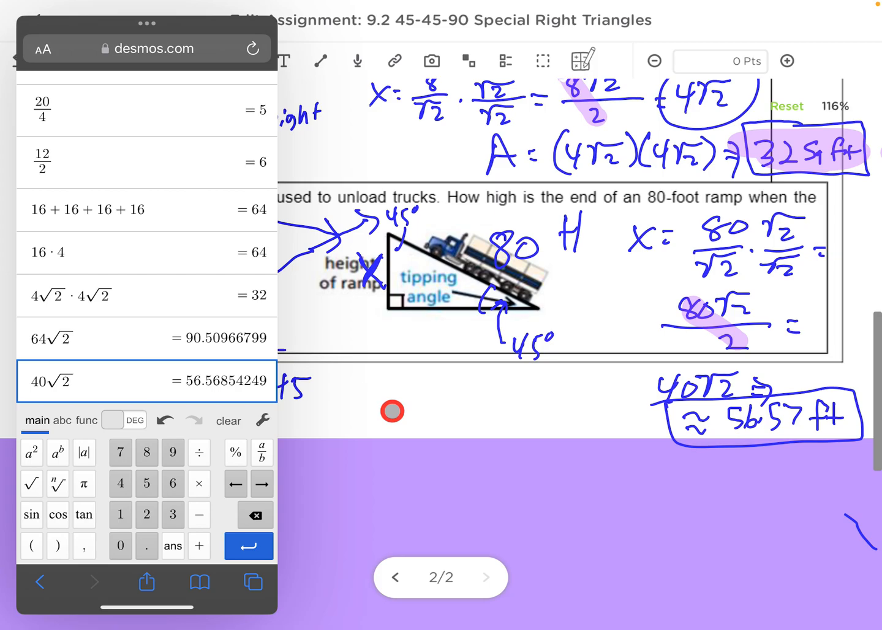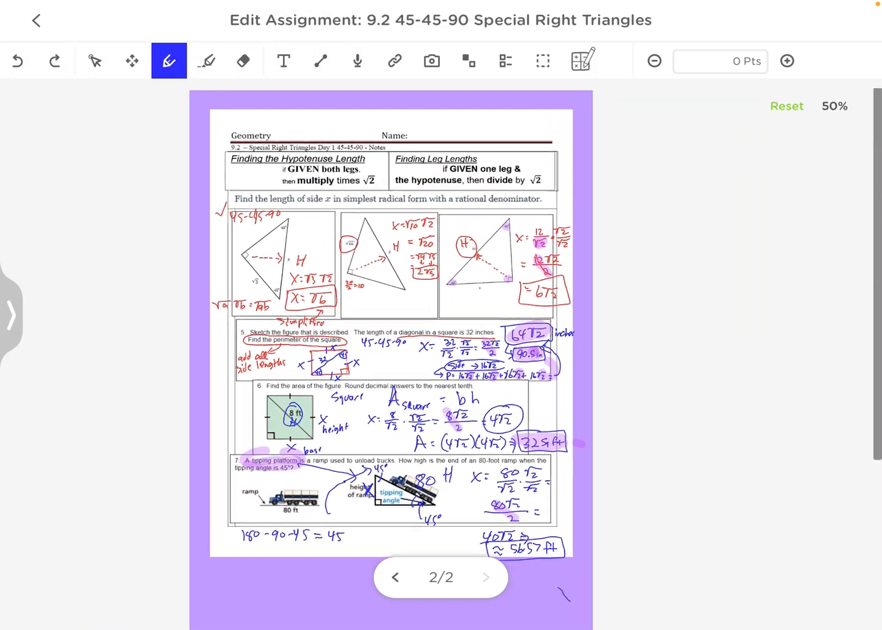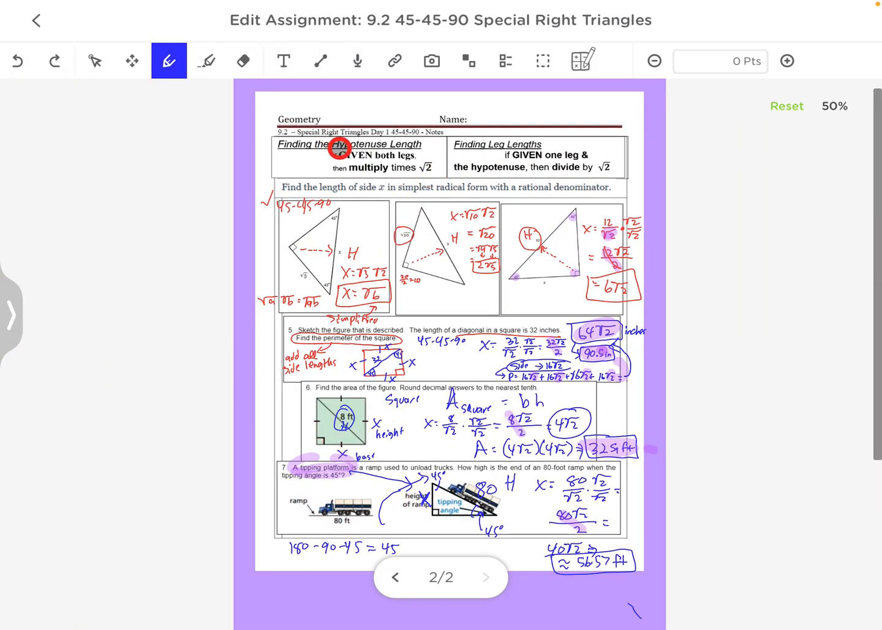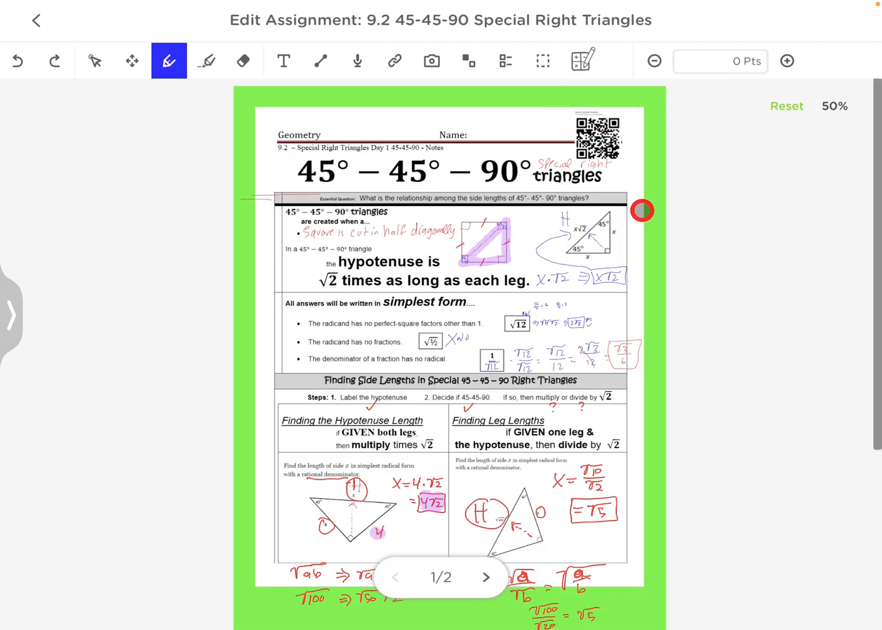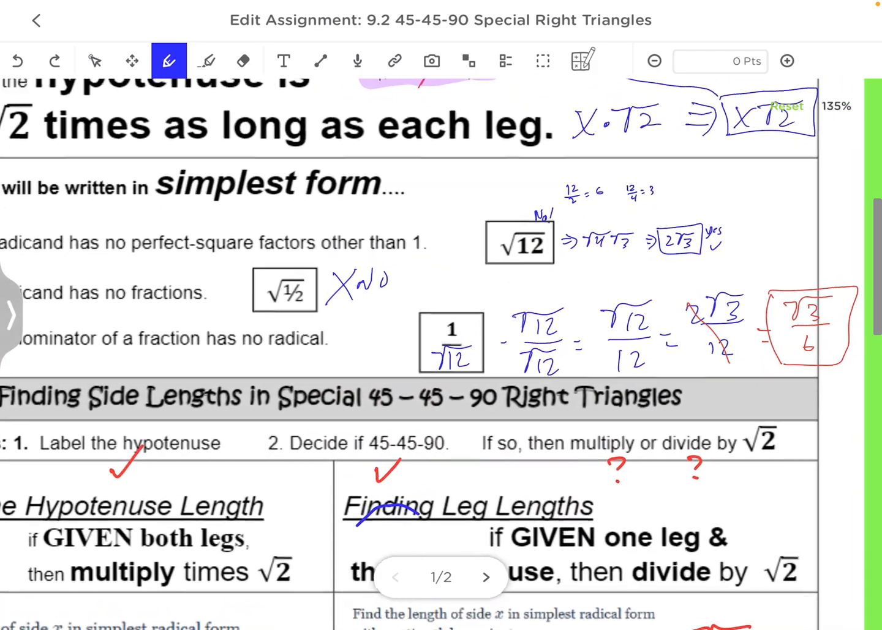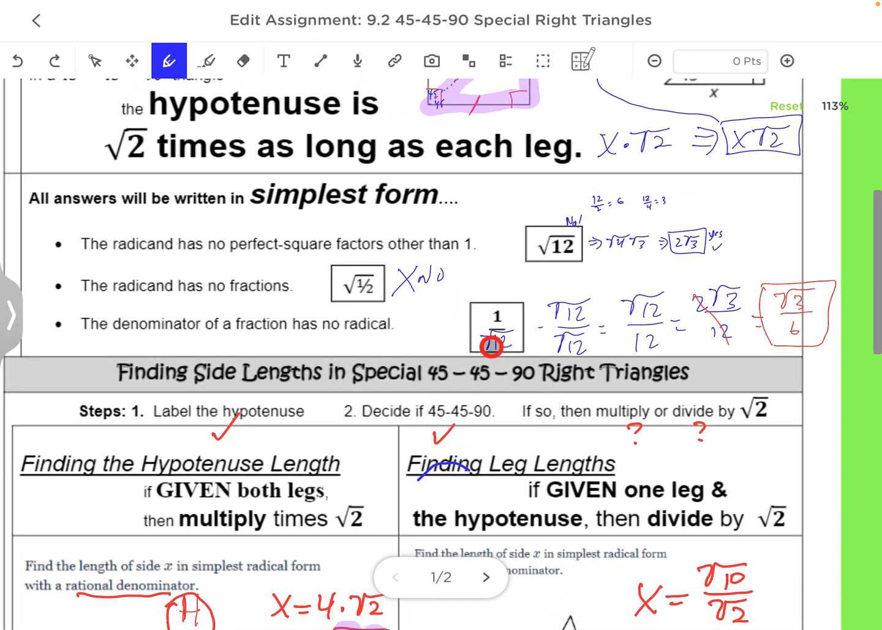Okay, so the basics of it today with the 45, 45, 90 is we just need to see, are we trying to find the hypotenuse or trying to find the leg? Either going to multiply or divide. And we have to remember that we cannot have a denominator that has a radical. So we're going to rationalize that denominator by multiplying it times the denominator over itself. Then we're going to simplify the top. Then we're going to simplify the rest. Okay, so I know you got this. If you have any questions, just let me know.